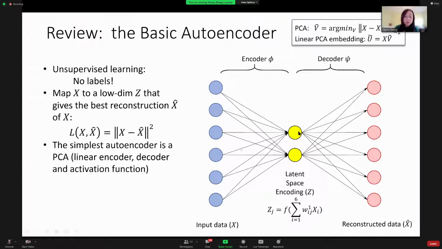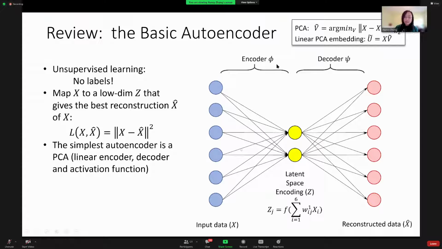So the simplest autoencoder is the PCA, which I think everybody is familiar with, right? In the PCA, you want to have the best linear approximation to your X. So you want to project X onto the space of V, right? V is your loadings matrix, and then U here is your scores, your linear PCA embedding. So U is X times V. V is optimized over the space of orthonormal matrices.